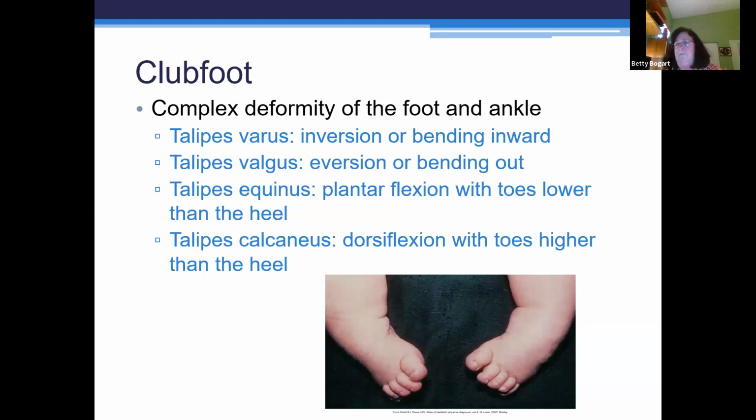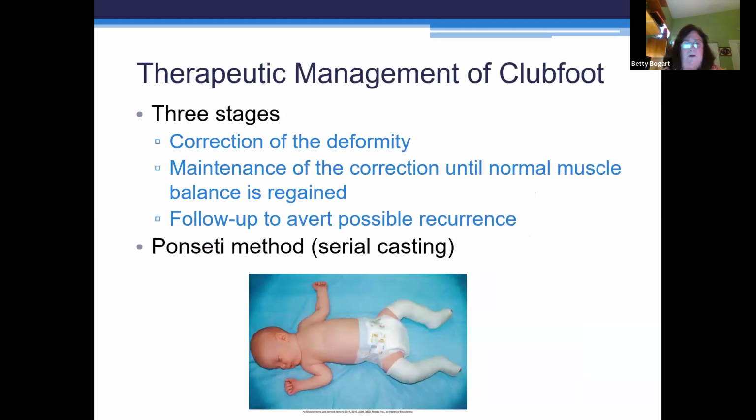Now, I mentioned club feet, right? With club feet, you don't have to know all the names. It could be inwards, outwards, up, down. It could be all different positions. That's all you need to know. Sometimes the toes are pointing down. But remember, their bones are nice and soft at birth, right?